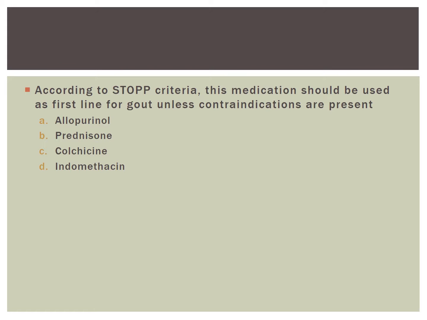According to STOP criteria, this medication should be used as first line for gout unless contraindications are present. Correct answer here is A, allopurinol.